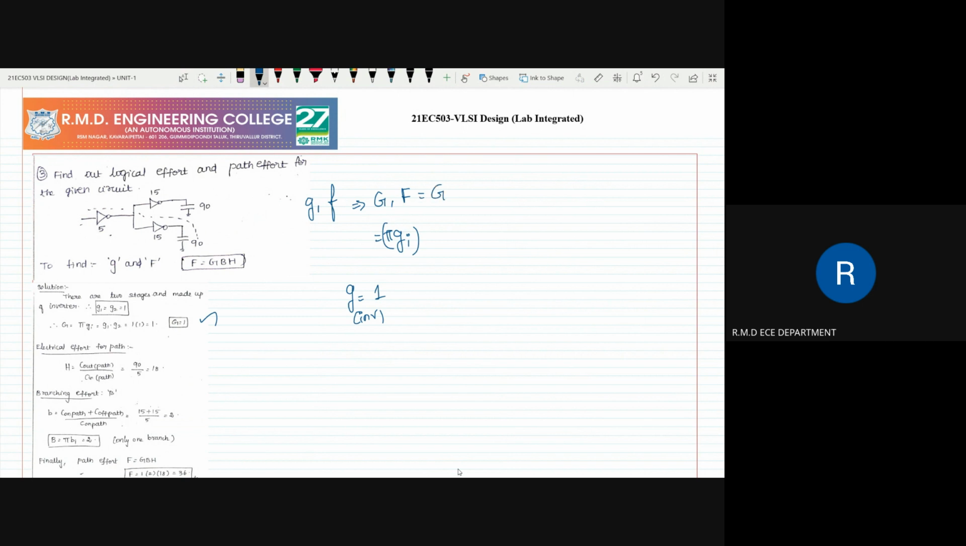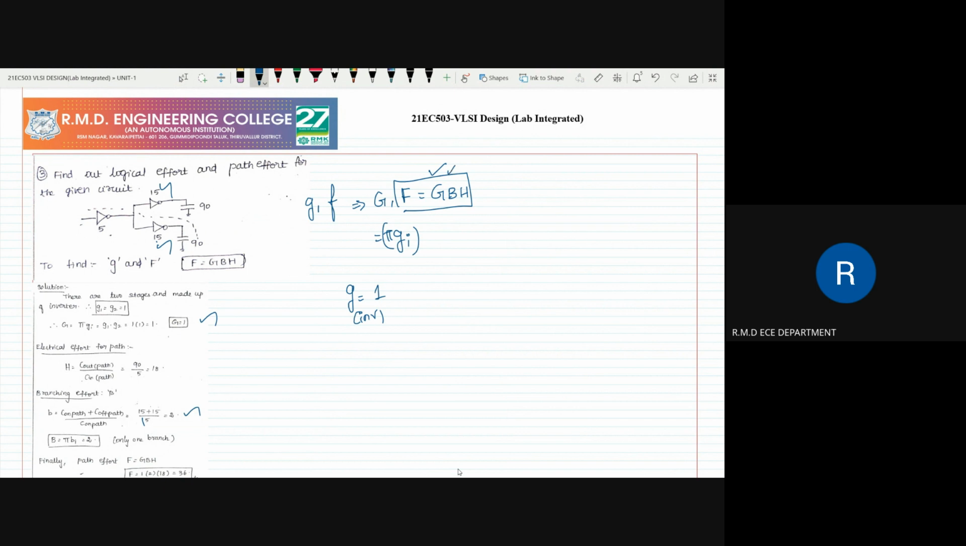Capital F is equal to G times B times H. G we just calculated. B is the branching effort if there are branches, and the formula is on-path plus off-path divided by on-path. Dotted lines shown in the circuit mean that the circuit below the line is active and above the line is not active. Our on-path is 15 and off-path is 15, so 15 plus 15 is 30, divided by the on-path value of 15, gives 2. This is the branching value.